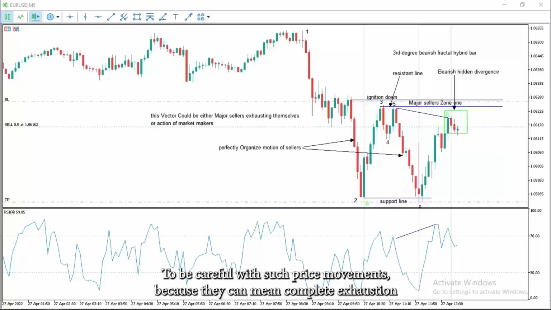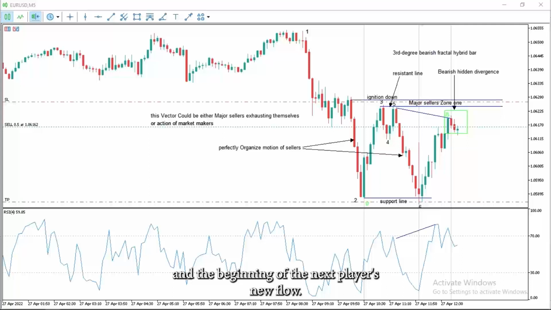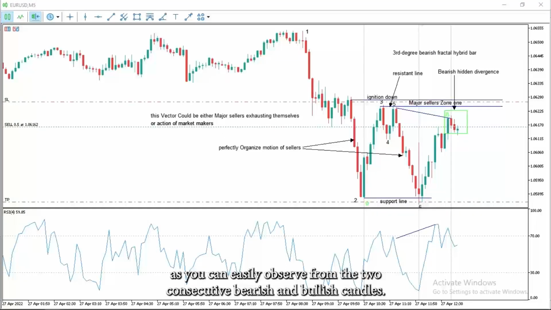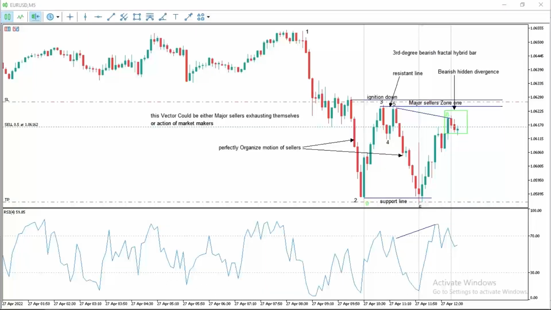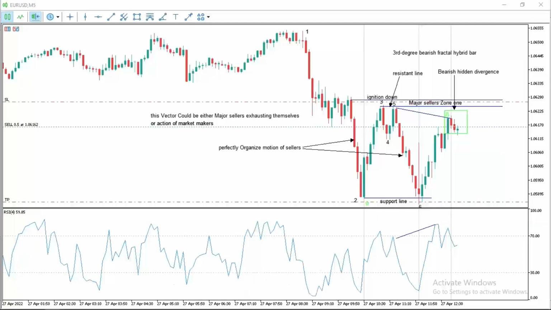Be careful with such price movements because they can mean complete exhaustion of the current market player's energy and the beginning of the next player's new flow. After sellers run out of energy completely at vector 2, observe how violently buyers pick up control of the market. After vector 2, we have a sudden volatility shift, as you can easily observe from the two consecutive bearish and bullish candles. Let's look at the characteristics displayed by both of these two candles.